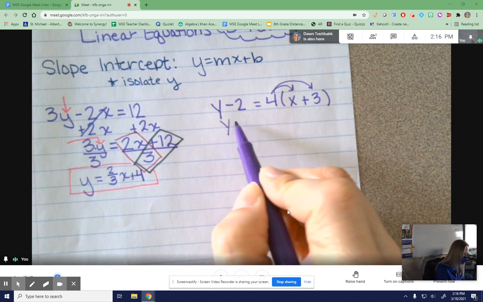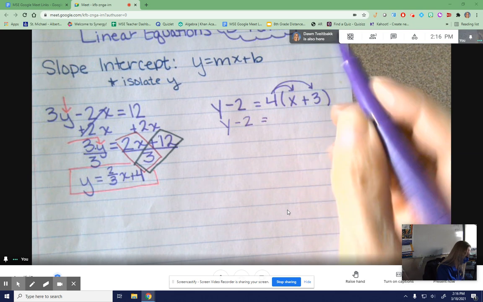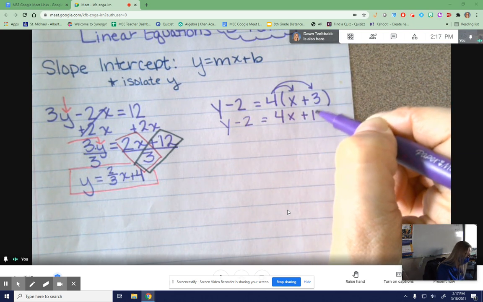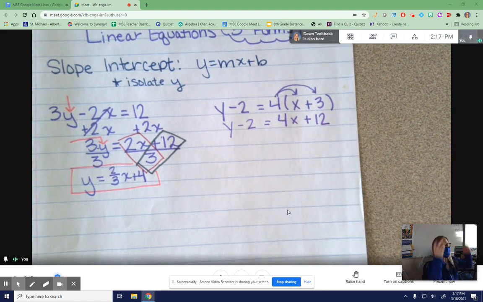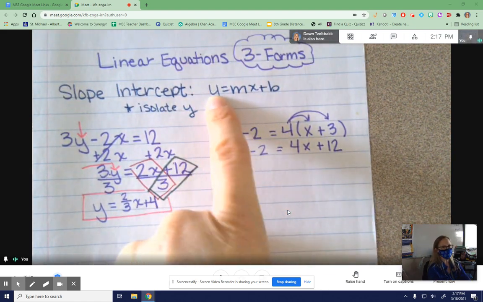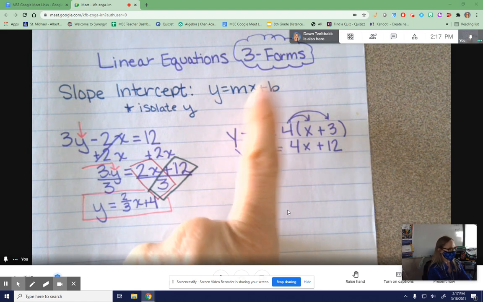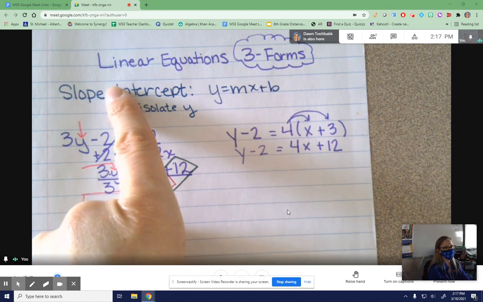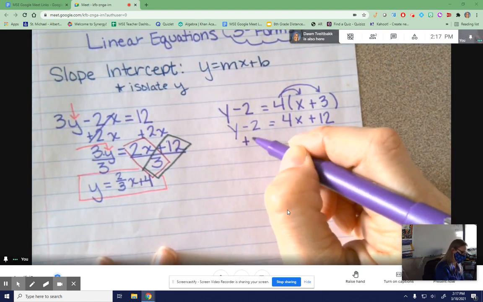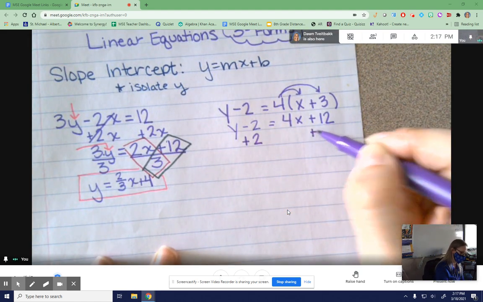So I'll get y minus 2 equals 4x plus 12. And remember, I'm trying to get y alone. And I'm trying to get y alone because I'm trying to make this equation, that's the only reason why. It told me I'm trying to make a slope-intercept. So now I'm just going to add 2. I'm going to add 2.